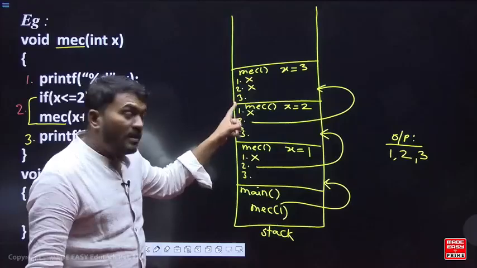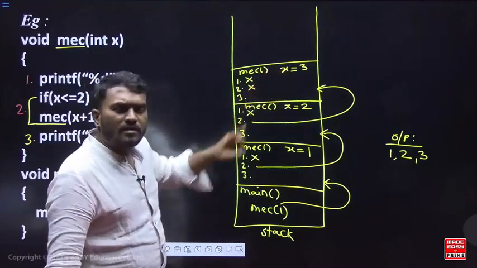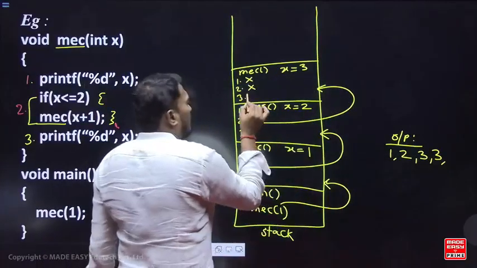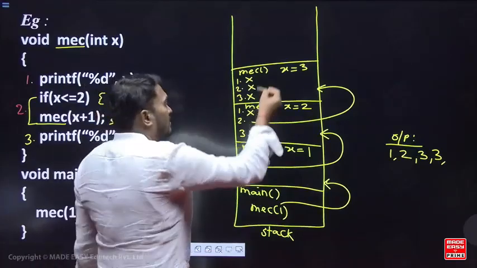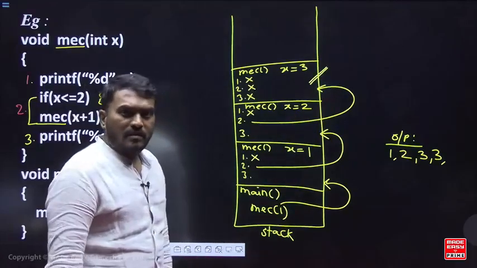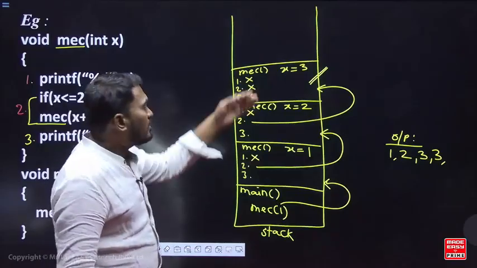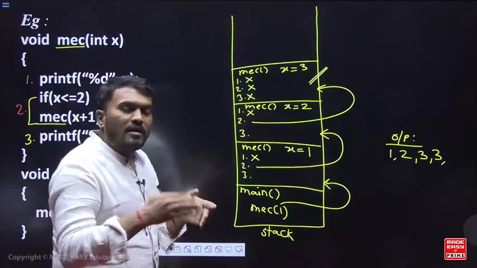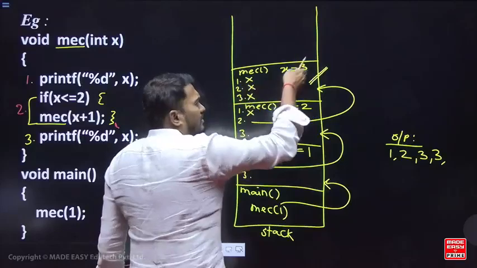Now what is the third statement pending in this activation record? Printf %ld x. Now tell me, what is the x value in this activation record? 3. So 3 will be printed. And next, all the 3 statements are completed, and then this activation record will be deleted from the stack. Go back to the previous function call, the previous activation record. The creation and deletion of the activation records depends on the actual function calling sequence. So all the 3 statements are completed, so that is deleted.